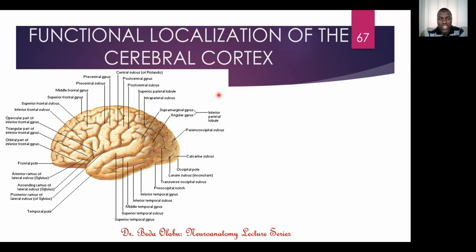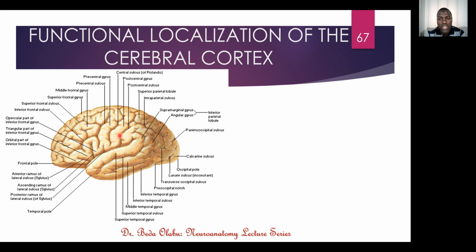So when you talk of functional localization of the cerebral cortex, you see this image here giving you names to the different gyri and sulci. And I can assure you again that this is not everything. Actually, the ones labeled here are fewer than the ones which have not been labeled. The gyri are all named. The sulci are all named. I'll not take you through the names of all the sulci, and I'll give you names of a few gyri.